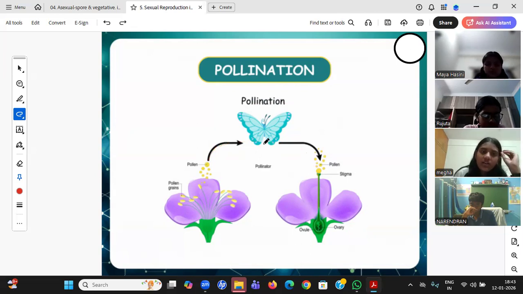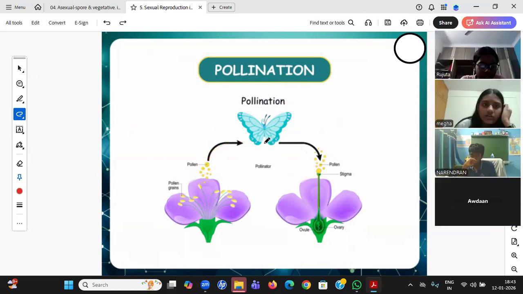It can either stick onto the insects. If it's birds, it will consume, so birds will consume insects. Narendra? Okay, is it right? Yes, sir. Okay, let us see.